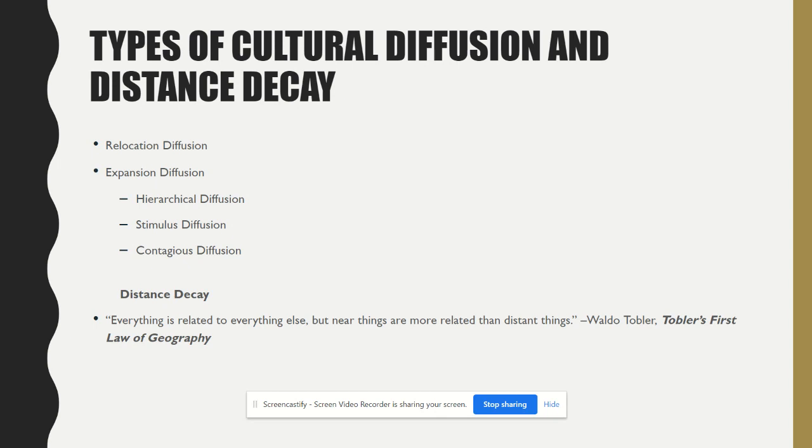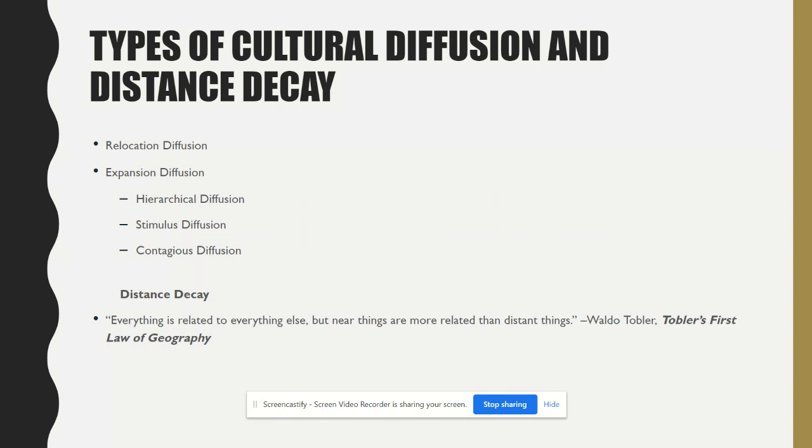And the last part is contagious diffusion, where an element of culture diffuses from person to person, either in person or on the internet. Increasingly associated with contagious diffusion is the diffusion of memes and the diffusion of content from person to person on the internet. The last thing to talk about within the slide is the term distance decay.